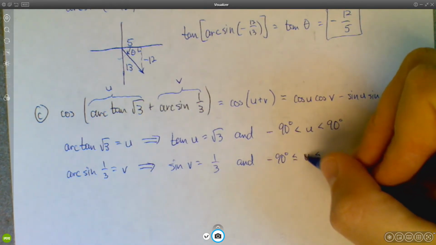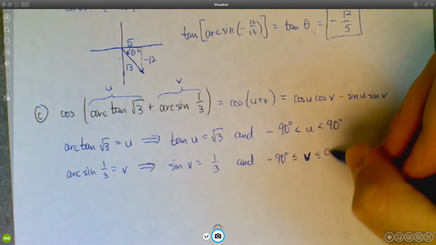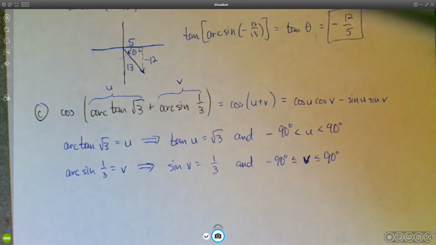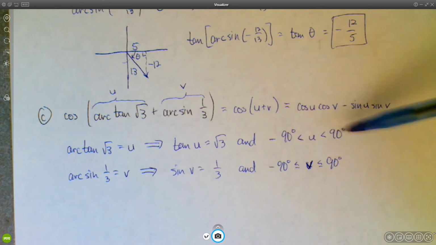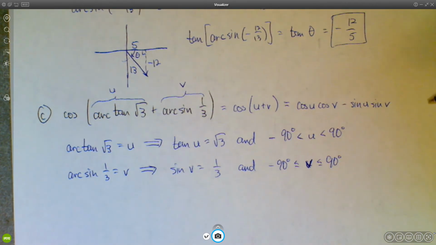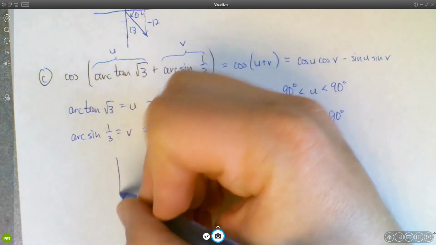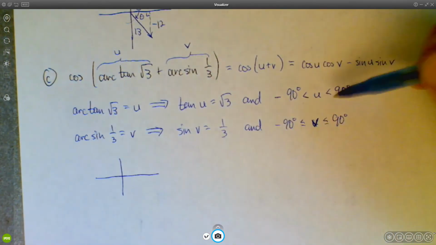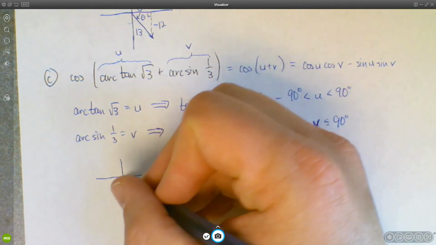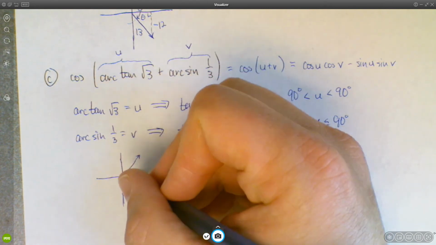Oh, not u, v. Sorry, v. For the tangent, I'm not using equal signs because tangent's not defined at negative 90 and 90. It has asymptotes there. But sine is. Anyway, so angle u. Tangent is positive, and so we must be in quadrant 1. So there's u.